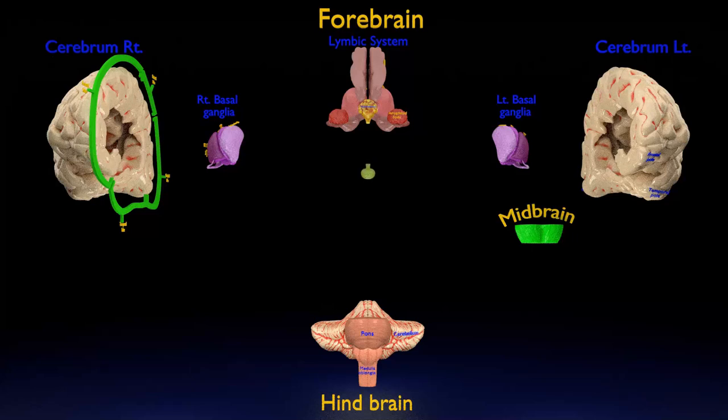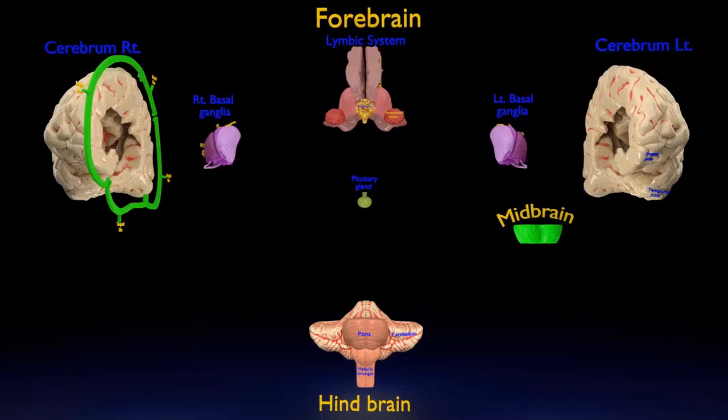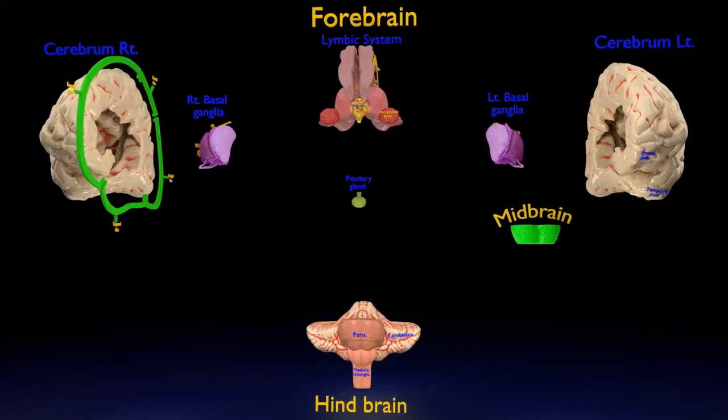Please note that the term brainstem has the following parts from superior to inferior, that is, midbrain, pons, and medulla oblongata respectively. In the next video, I will discuss the superficial brain structures.